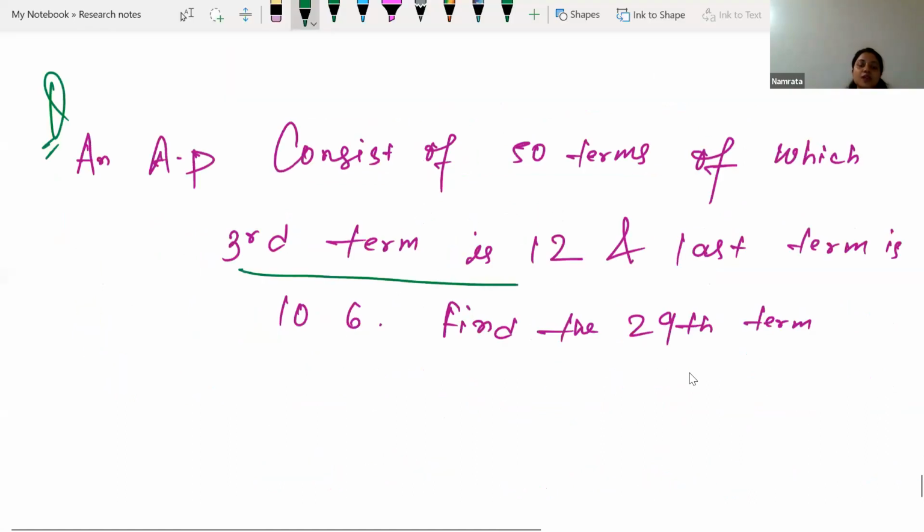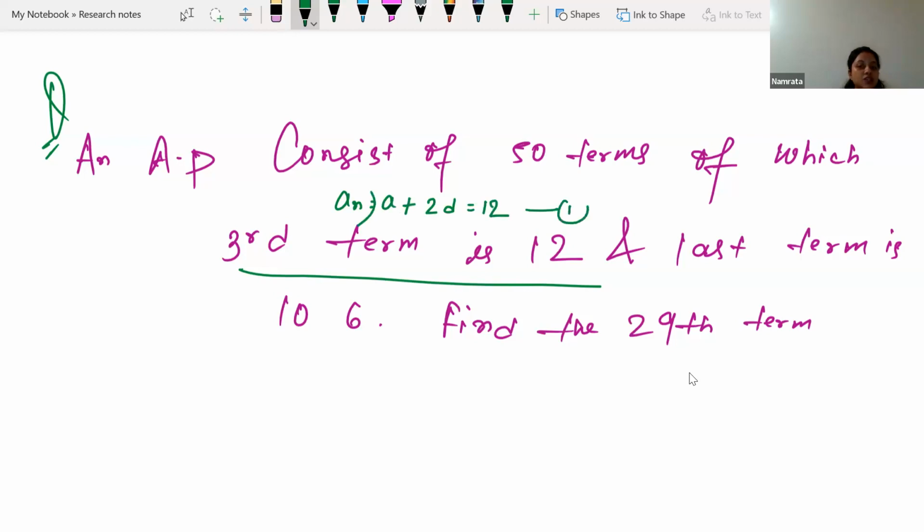Third term is 12. So, let me write the formula. That is AN is equal to A plus N minus 1 into D. A we don't know. Let's say A is the first term, plus N minus 1. That means it's talking about the third term, so 3 minus 1 we will be having, that is 2D. That is 12. So we are having A plus 2D is equal to 12 as equation number 1.